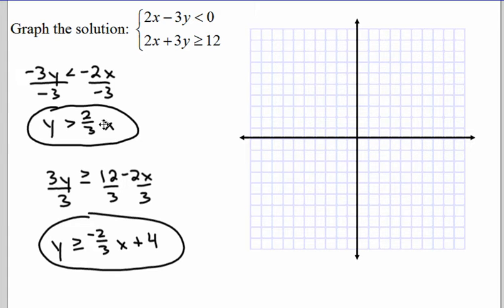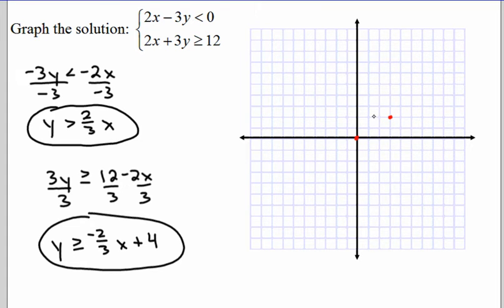So y is greater than 2/3 x. The y-intercept is 0. The slope is 2/3, so I'll go up 2 and to the right 3. Up 2 and to the right 3. Could also go, look at this. I started going up 2 and over 2. That's not good, you guys.